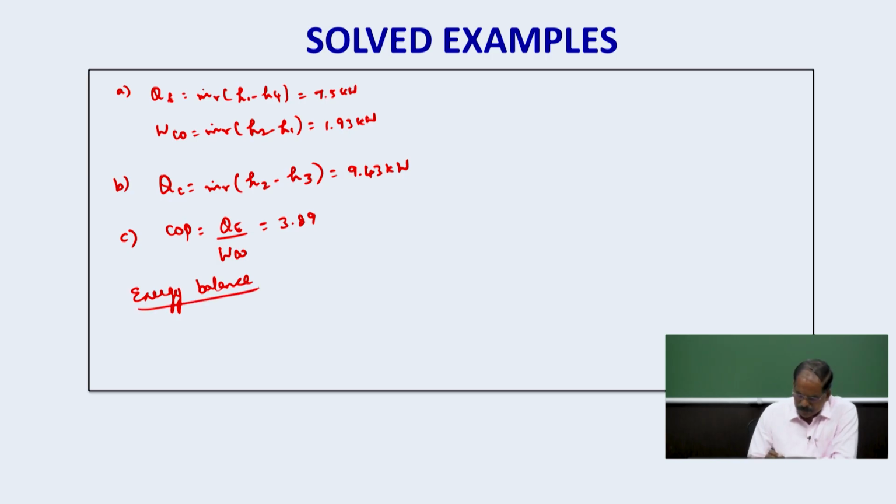Energy balance: QE plus W compression is equal to 7.5 plus 1.93. This is equal to 9.43, which is equal to the condenser heat load.